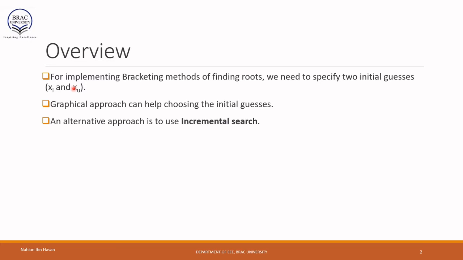So the graphical method is one approach that we can apply. For example, before applying the bisection or the false position method, we plot the function in a graph, and then we see at which locations the function intersects the x-axis. Based on these observations, we can define our boundary points. So this is a graphical approach, but there is an alternate approach, which is incremental search.